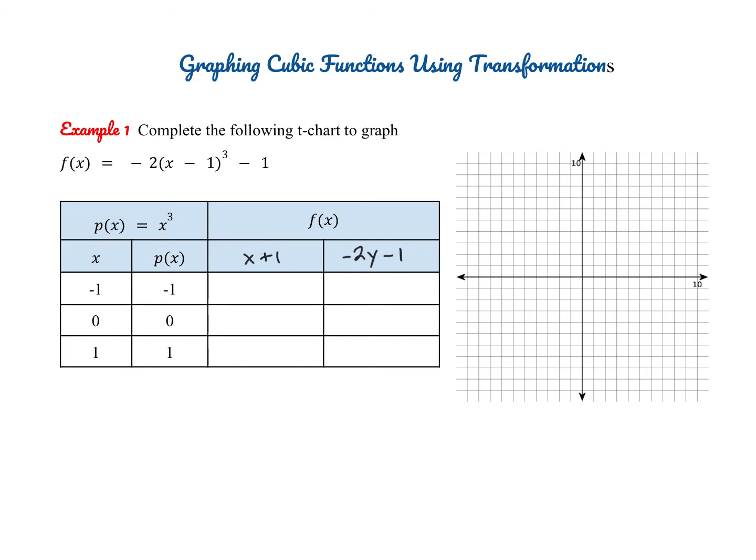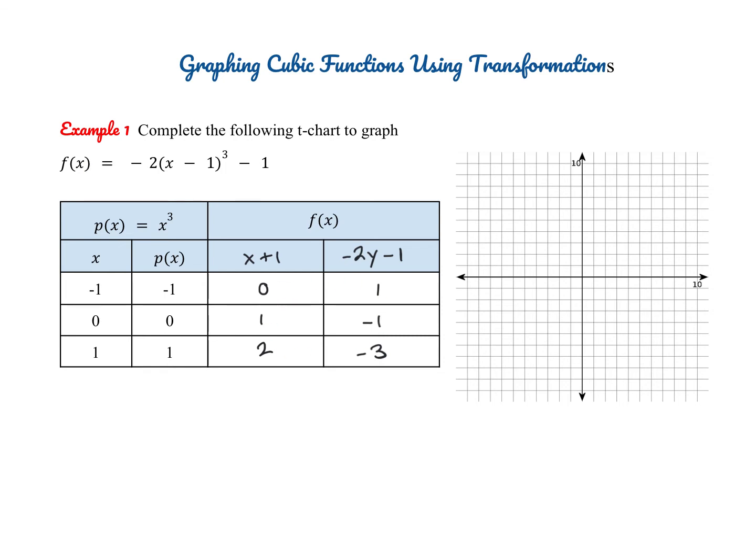Okay, so again, we're going to take all of our x values and add 1. So it gives us 0, 1, and 2. Then we're going to take all of our y values and multiply by -2. So -2 times -1 is 2, minus 1 is 1. -2 times 0 is 0, minus 1 is -1. And -2 times 1 is -2, minus 1 is -3. So these are 3 coordinates for our new function.